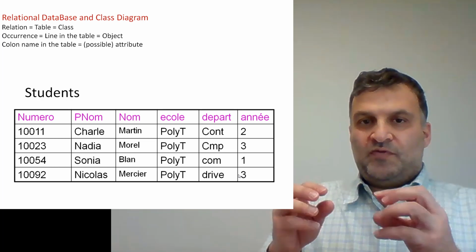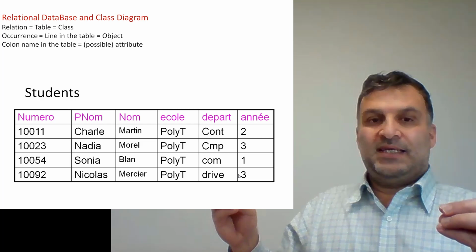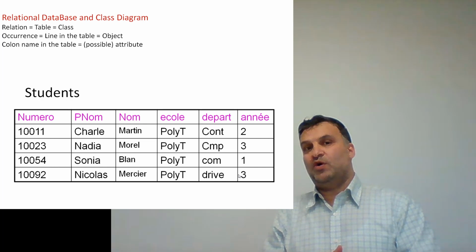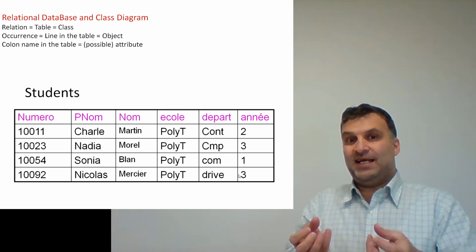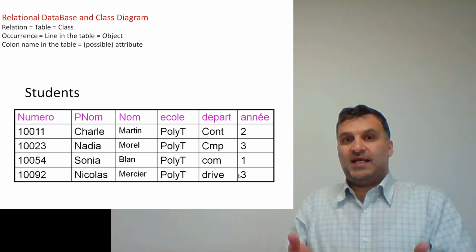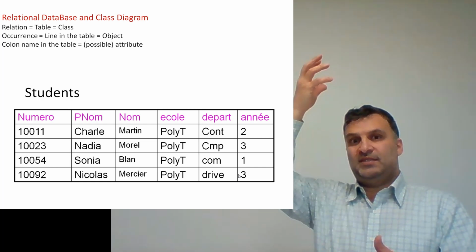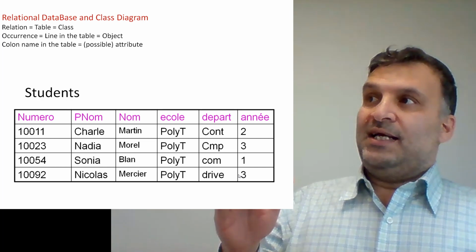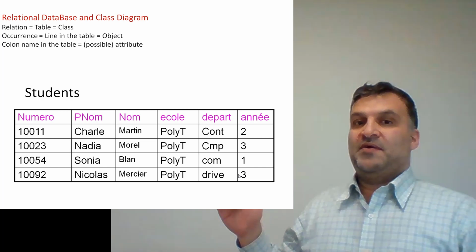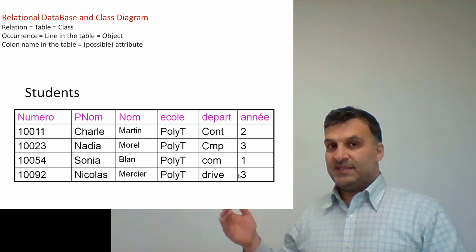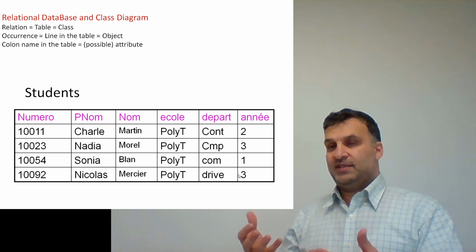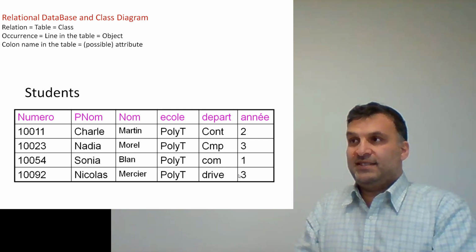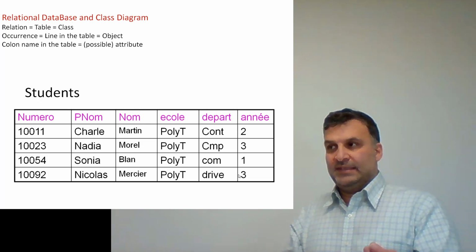Occurrence, the occurrence of one relation, one line, it is an object. If you remember the difference between object and a class, an object is a real occurrence of the class, and the class is the abstraction of many objects. So the occurrence in a line is an object. If we use the class diagram terms, object-oriented programming terms, the column in the table, what is it? It is an attribute.